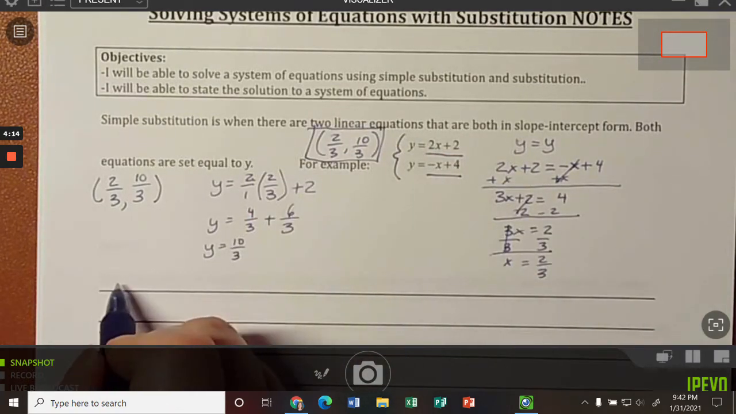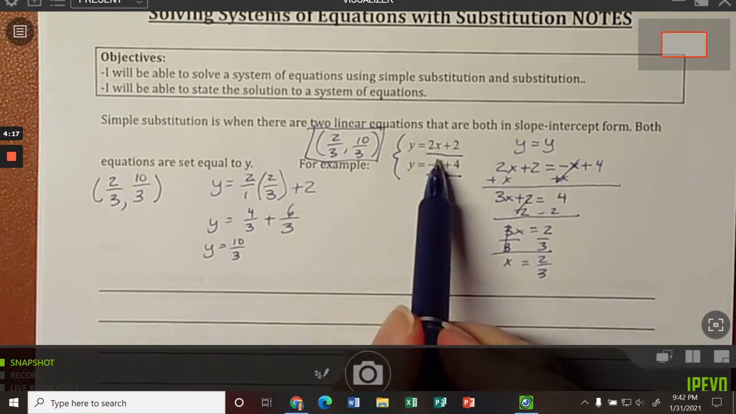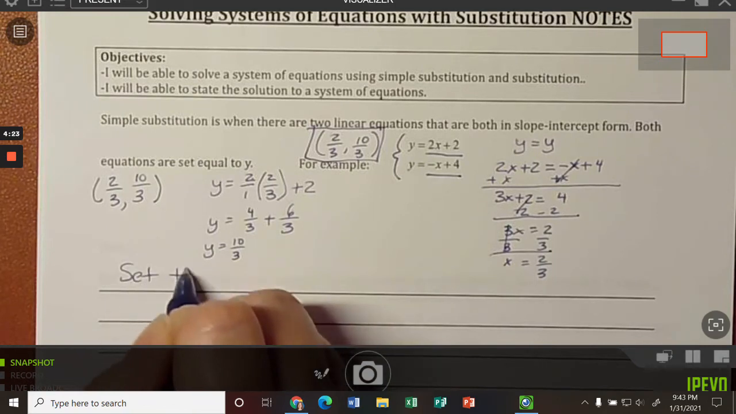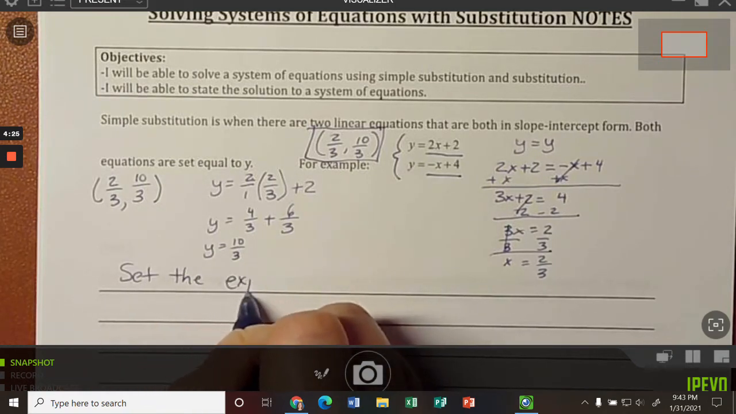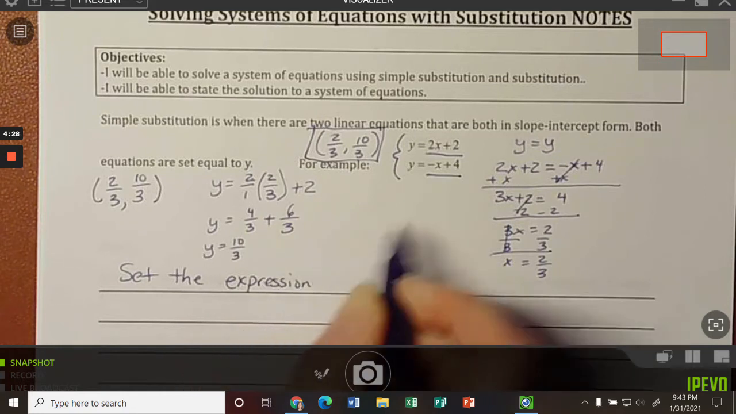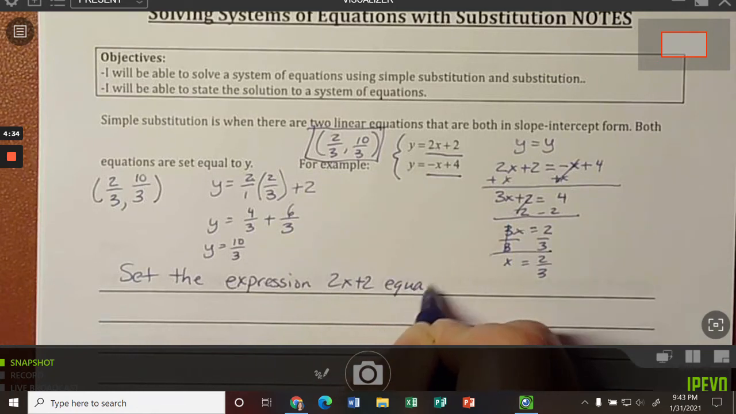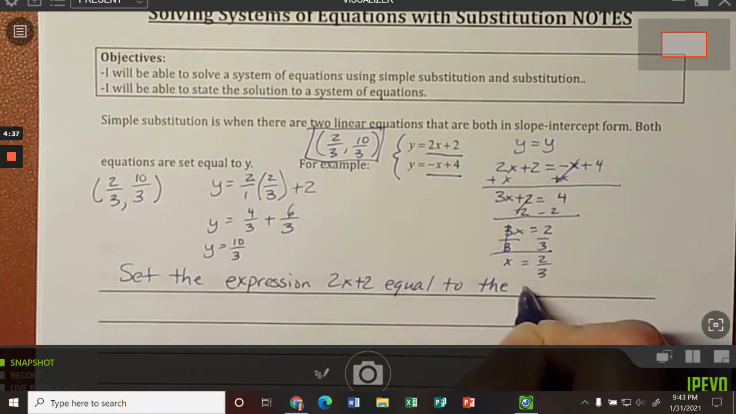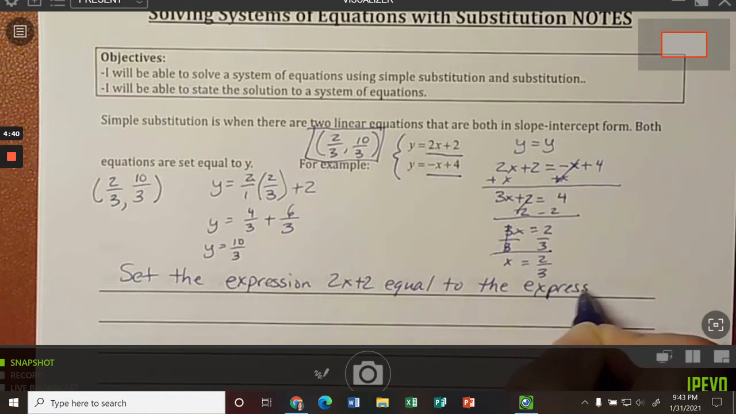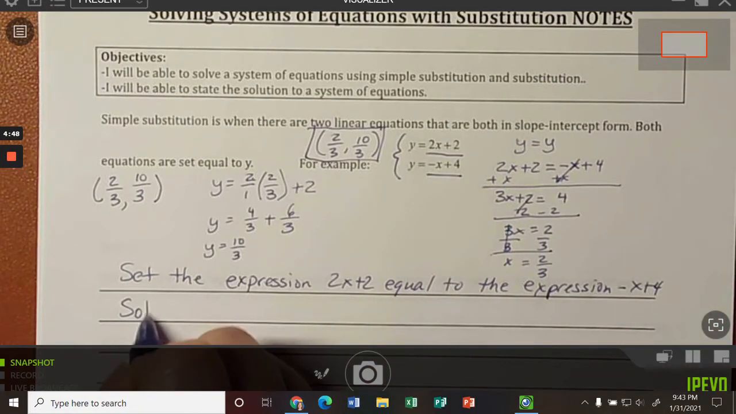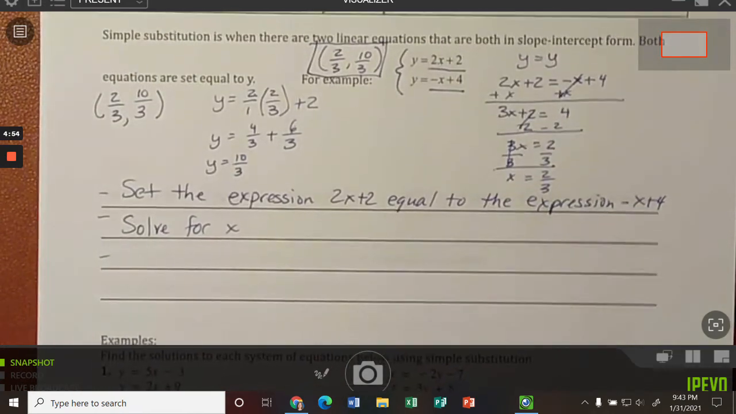So when we're solving, we substitute the y in equation 2 with the y in equation 1. So we are going to set the expression 2x plus 2 equal to the expression negative x plus 4, and solve for x. And then once we have x, we will substitute x in to solve for y.